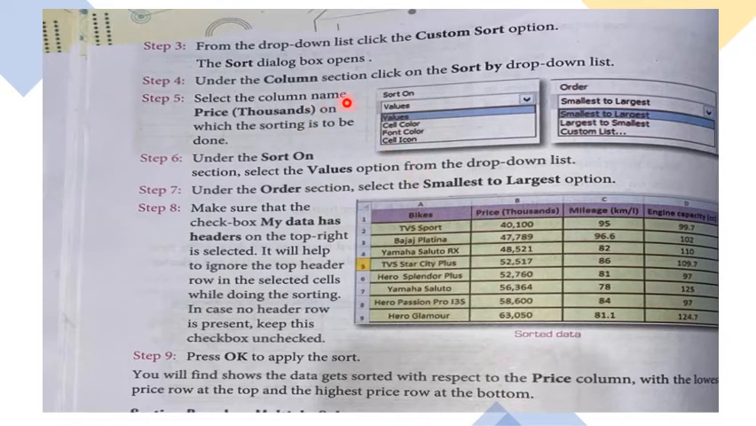Students, now see this table. Now I have done the sorting on the price column. So, sort on values and from smallest to largest. So you have seen the prices of the bikes are sorted in ascending order, increasing order. Now I have applied the sorting on column B using custom sort.